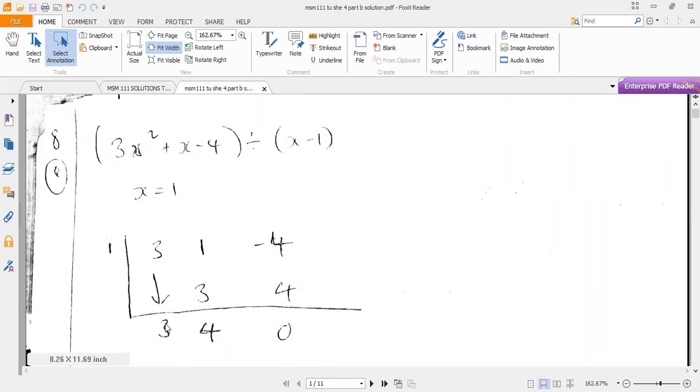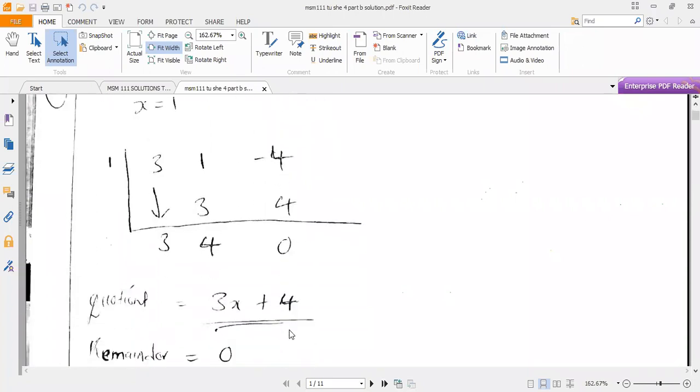The first thing you do when using synthetic division is drop down the 3. Then 1 times 3 is 3, you put a 3 there. Now 3 plus 1 is 4. Then you do the same again: 1 times 4 is the 4 we're getting here. Now 4 minus 4, we're getting a 0 there.